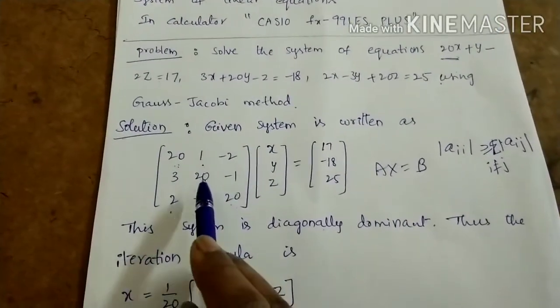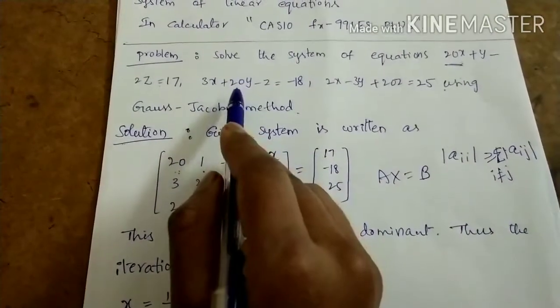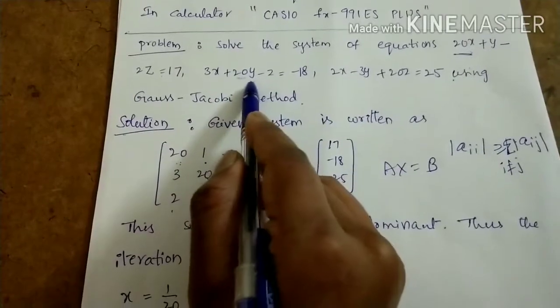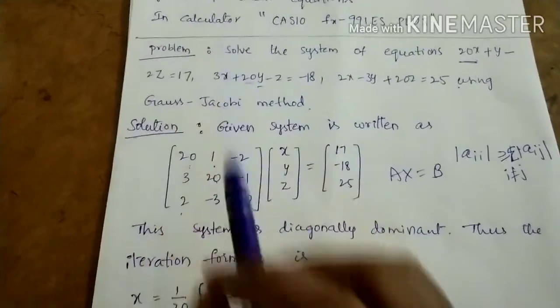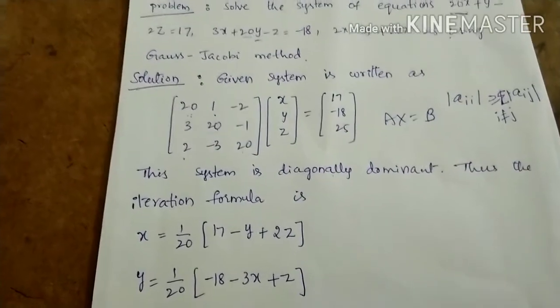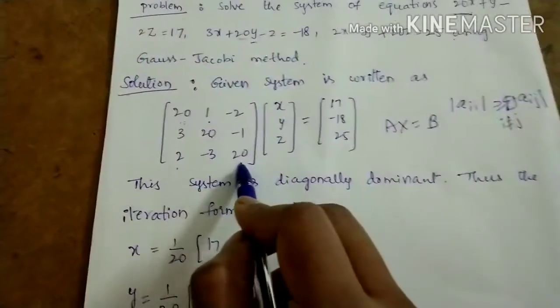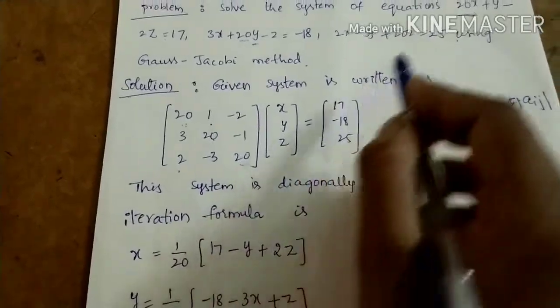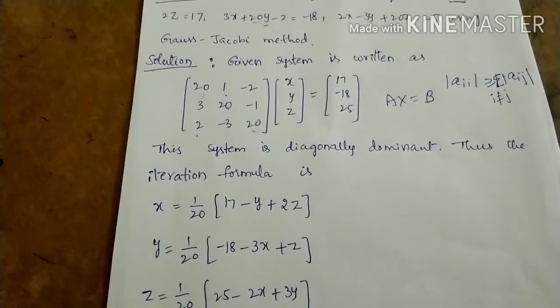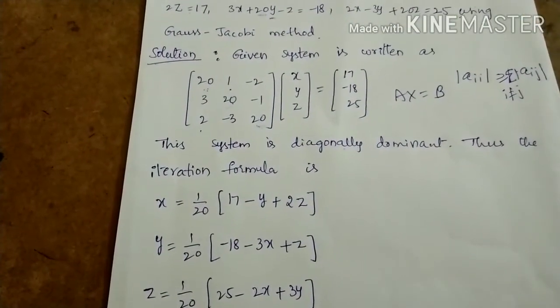Similarly for the second dominating element 20y, its coefficient is y, it is to be written as y equals 1 by 20 into minus 18 minus 3x plus z. And similarly the third diagonal element 20z is in the third equation. From this we write z equals 1 by 20 into 25 minus 2x plus 3y. This is the iteration formula.